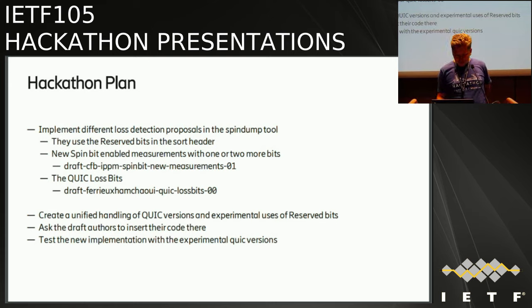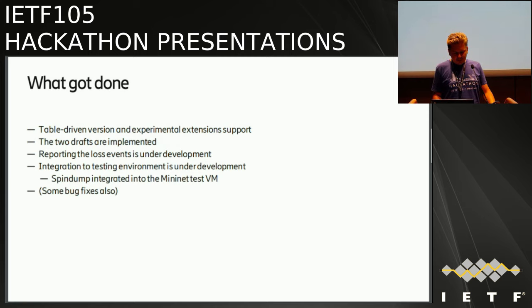We needed also to create some sort of unified handling of QUIC versions, because we now start to see a lot of different versions and different uses of these experimental bits. And that's basically what we tried to do. What got done was that we made a table-driven version of experimental and non-experimental QUIC versions. We implemented 2 drafts of these loss measurement bits, and we are currently developing reporting of loss measurement events in our tool.